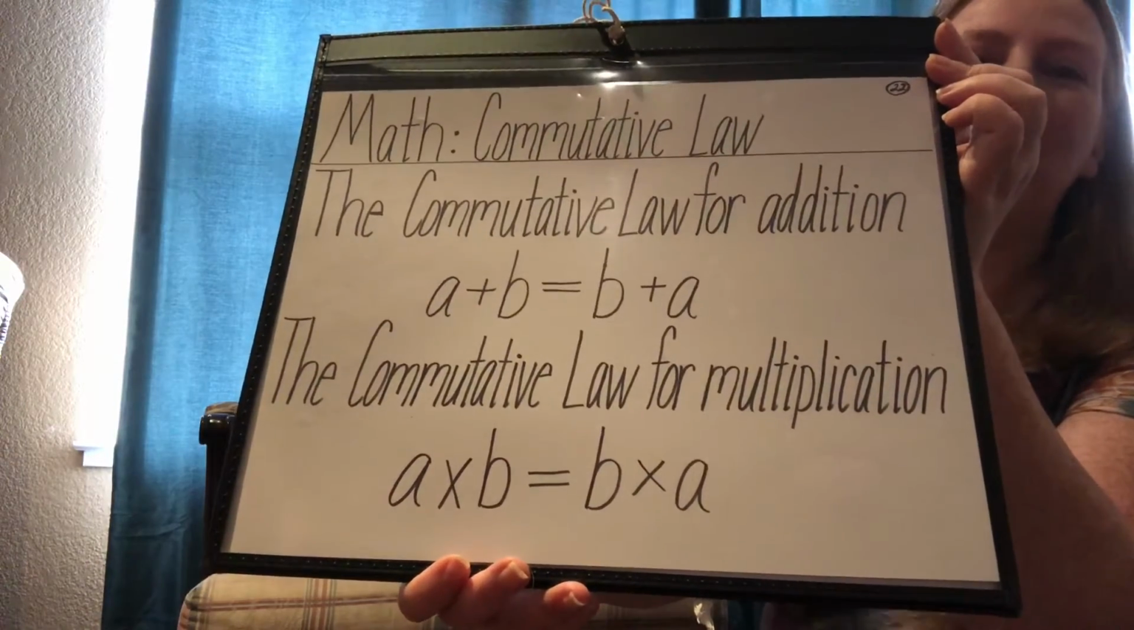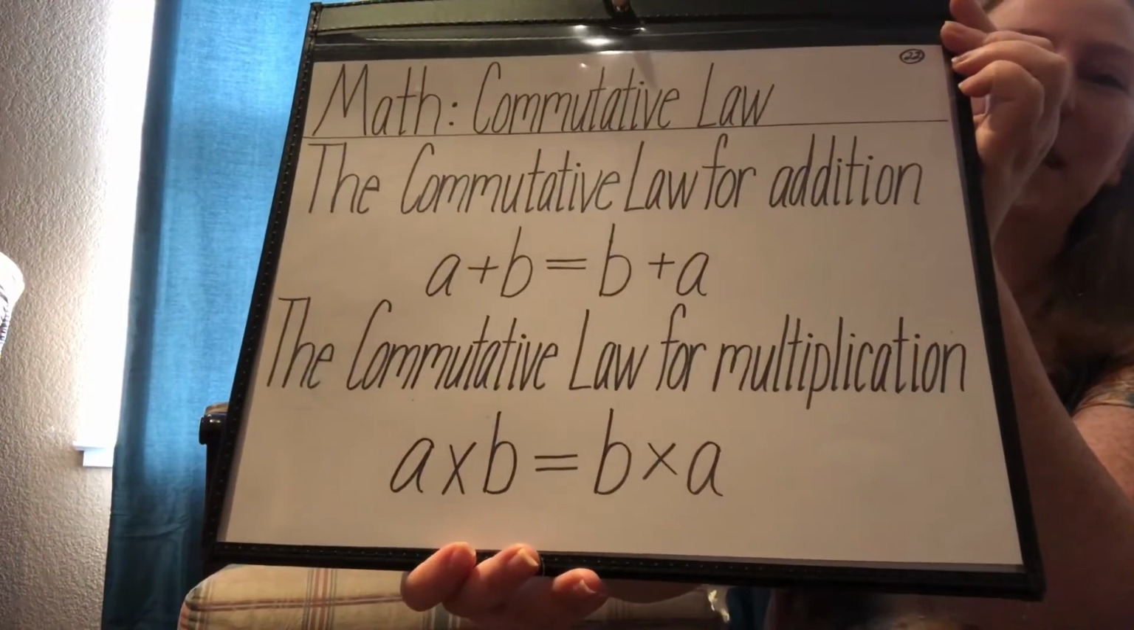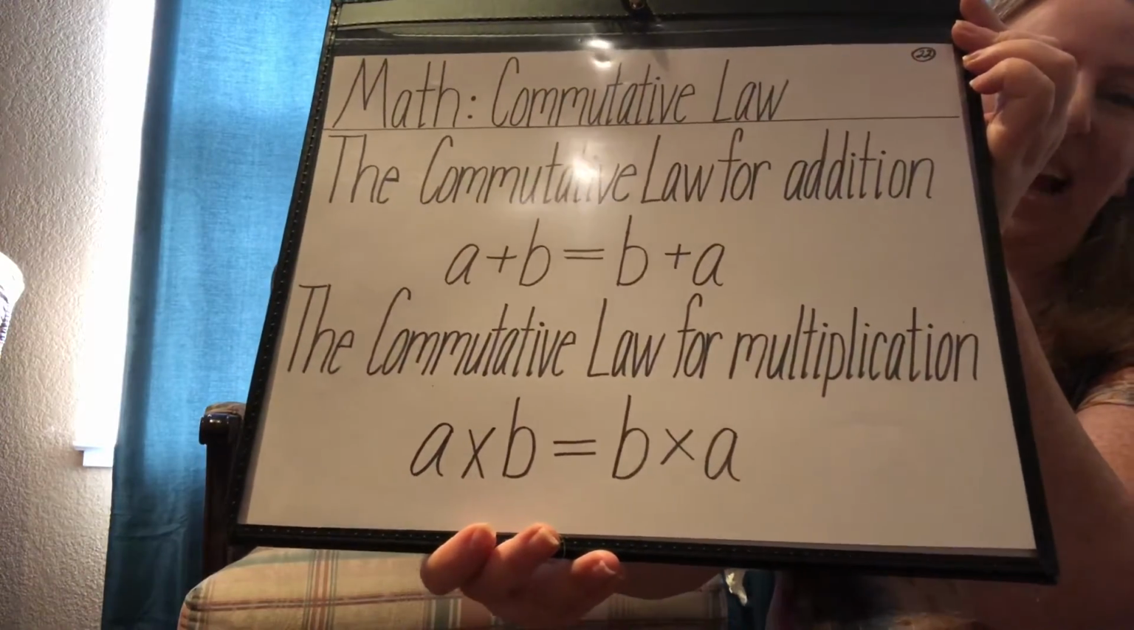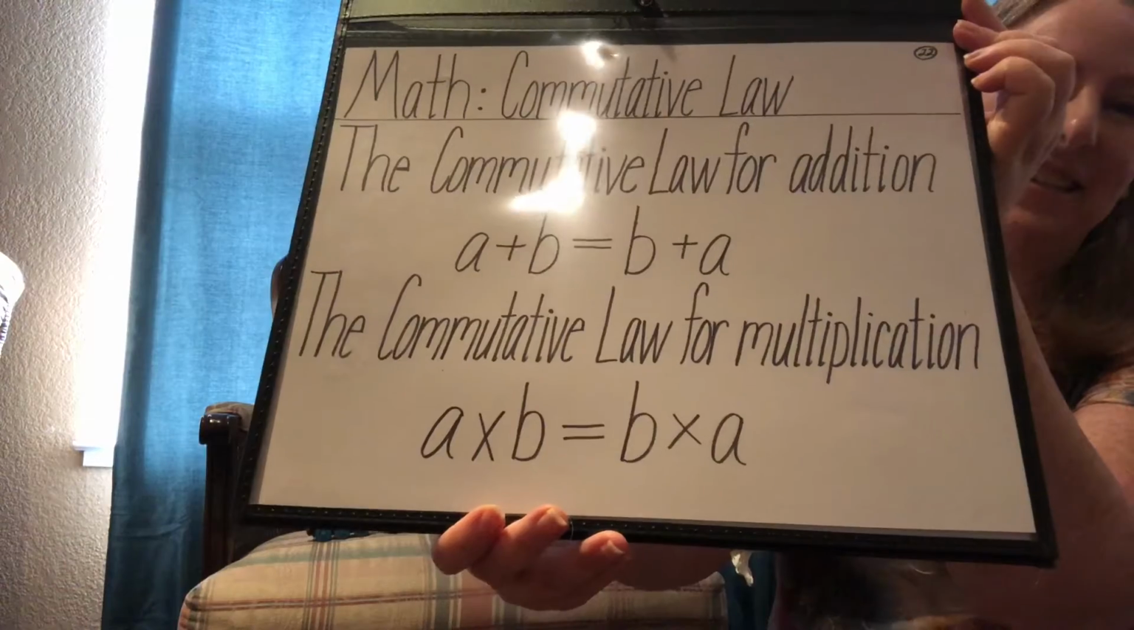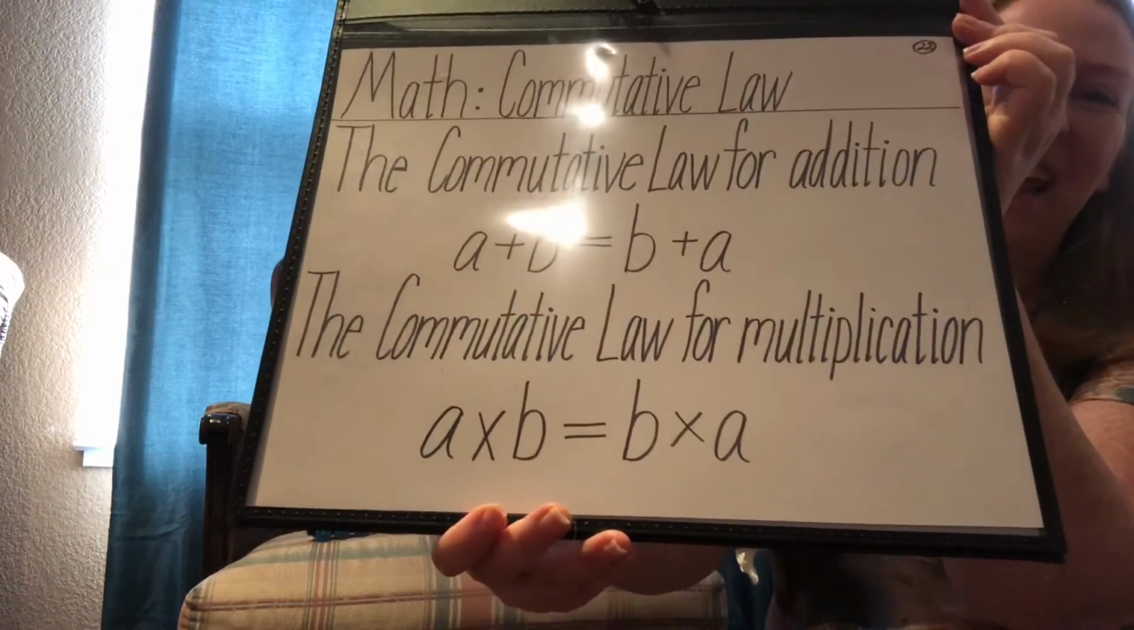Let's say it one more time. The commutative law for addition states that A plus B equals B plus A. And the commutative law for multiplication states that A times B equals B times A.